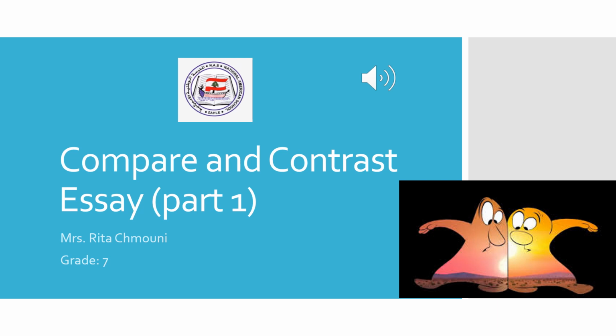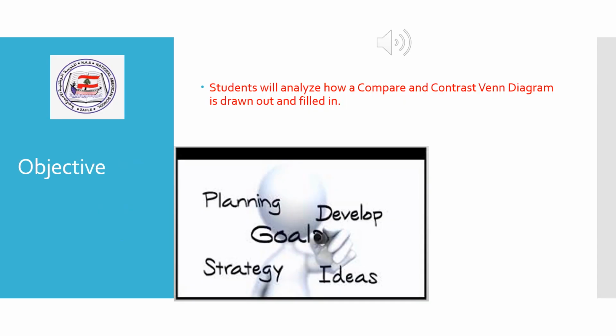Today's writing lesson is going to be Compare and Contrast Essay, Part 1. Our learning objective for today's lesson is students will analyze how a compare and contrast Venn diagram is drawn out and filled in. Please take out your writing copybooks, that way you can take some notes.